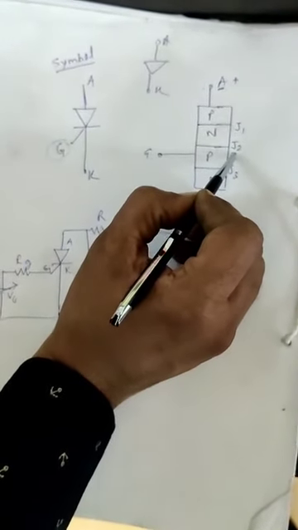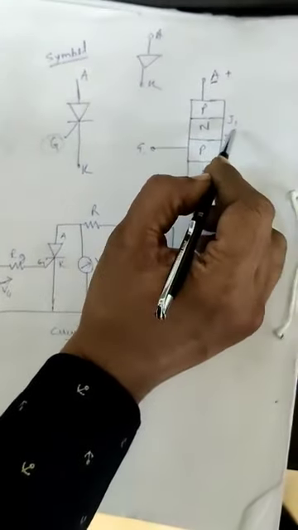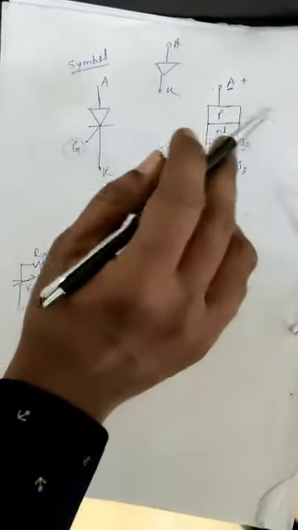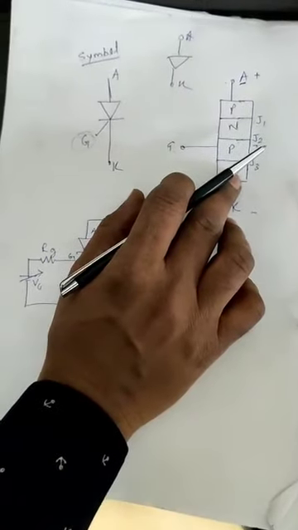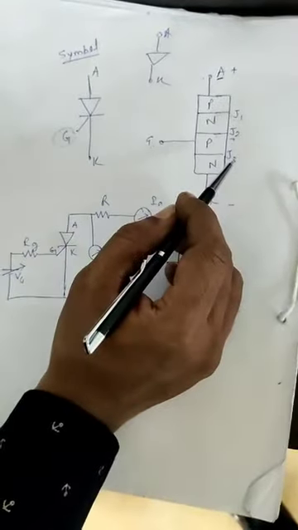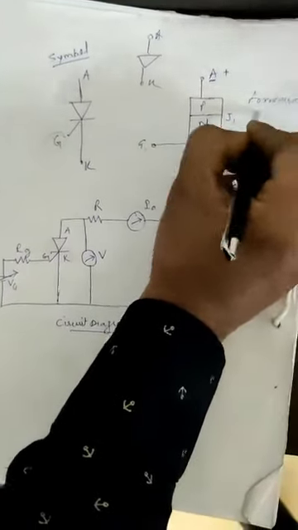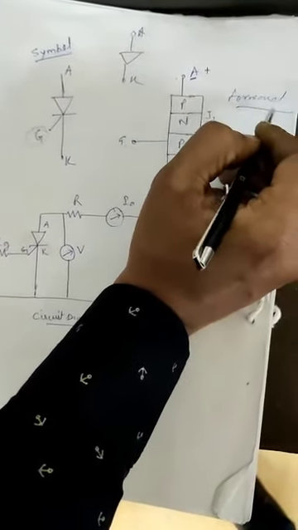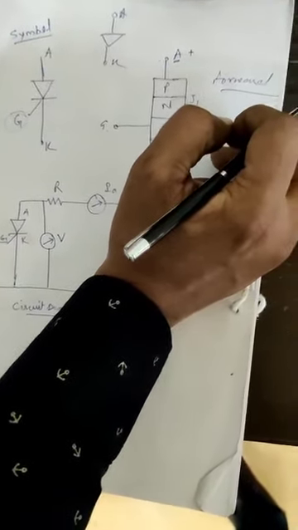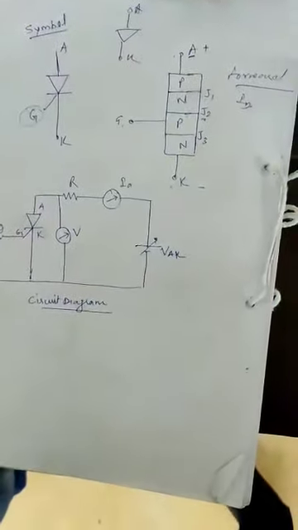From this we can say only a small leakage current flows from positive to negative. When J1 and J3 are forward biased and J2 is reverse biased, in this condition a small amount of leakage current flows. The thyristor is then said to be in forward blocking or off state condition. At that time the leakage current is called the off state current, ID. Now the anode to cathode voltage VAK is increased.